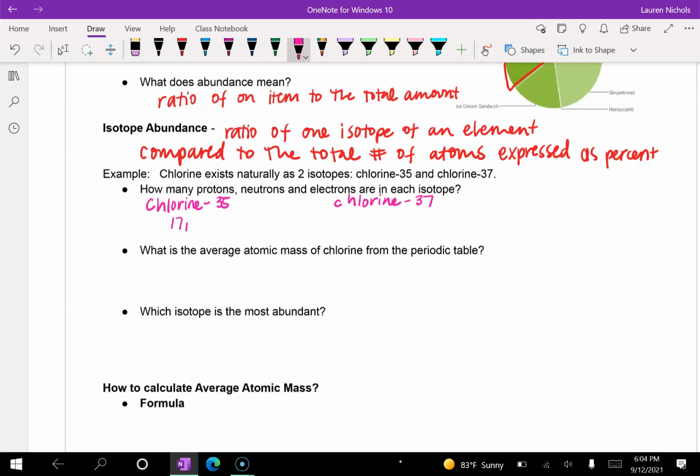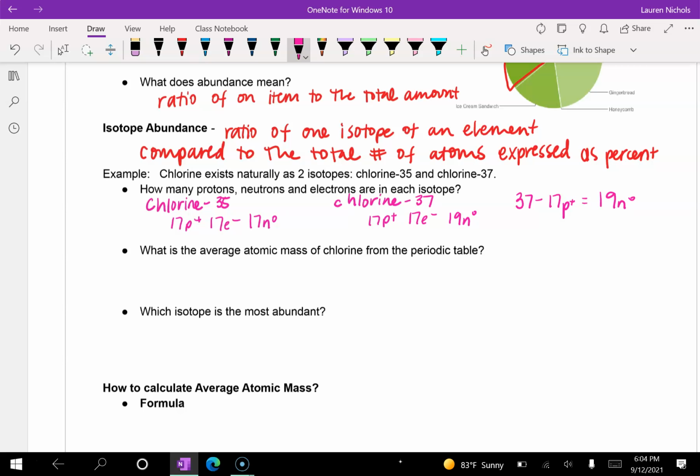Okay, so you should know that both chlorine isotopes will have 17 protons and 17 electrons because we assume it's neutral. But chlorine-35 will have 17 neutrons, while chlorine-37 will have 19 neutrons. We get that by taking the mass number minus the protons, which gives us the neutrons.